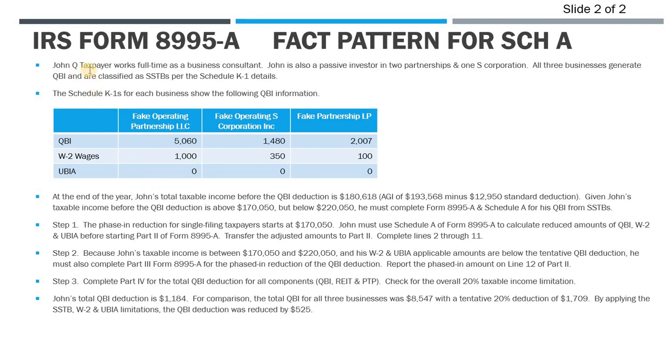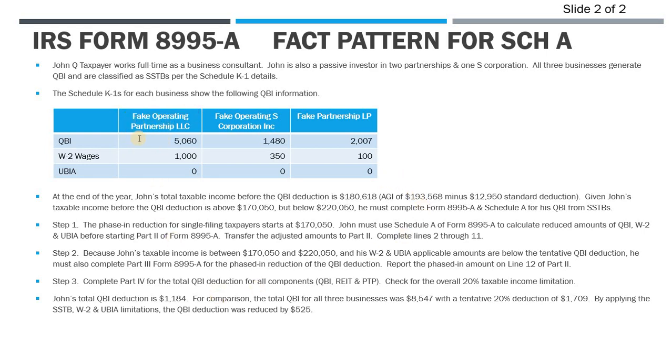So in our fact pattern here, we've got John Taxpayer, who works as a full-time business consultant, but he's also a passive investor in 2 partnerships and 1 S corporation. All 3 of those businesses are going to generate QBI, and they're all classified as SSTBs. So when he gets his K-1s, he sees the Section 199A amounts, which are all here in this table, and they all indicate that this is a specified service trade or business.